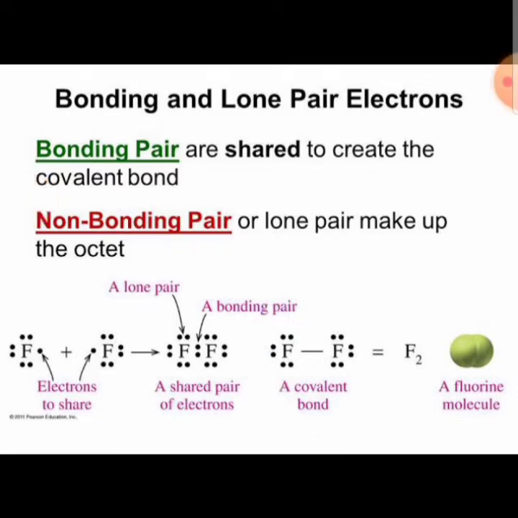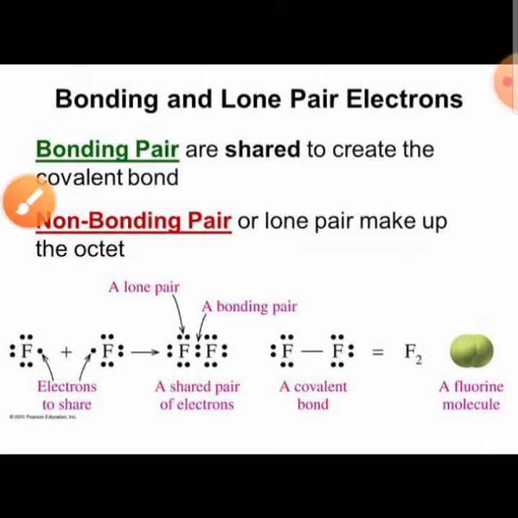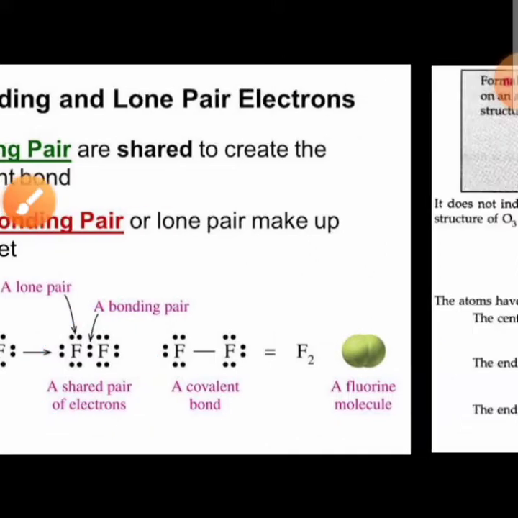Now you can understand that bonding pairs are shared to create a covalent bond, and non-bonding pairs, also called lone pairs, make up the octet. So after forming a covalent bond by mutual sharing of their unpaired electron, on each fluorine you can find 8 electrons, to get the octet electronic configuration.